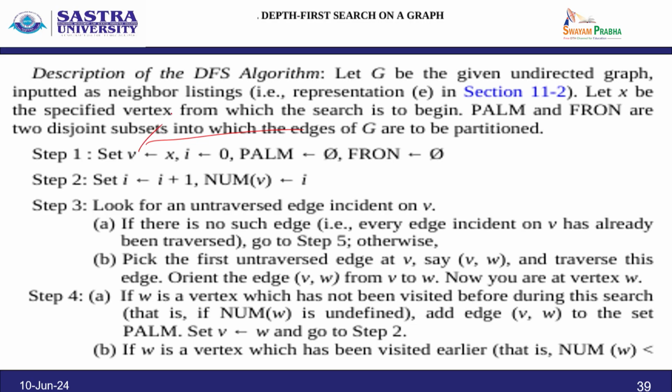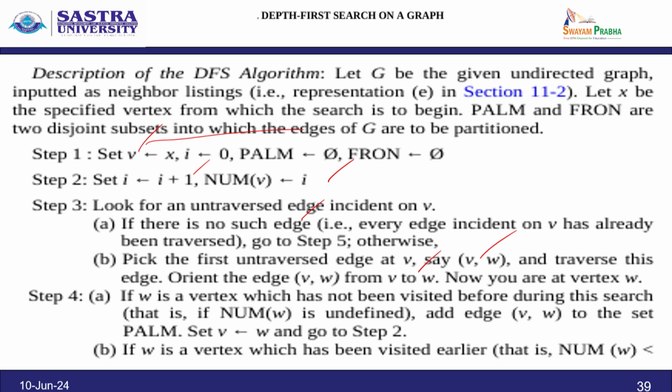Step 1, set V equal to x, i equal to 0, pom and fron empty, i equal to i plus 1, NUM of V equal to i. Step 2, look for an untraversed edge incident on V. If there is no such edge, go to step 5, otherwise pick the first untraversed edge at V, say V comma W, traverse this edge and orient the edge V comma W from V to W. Now you are at vertex W.